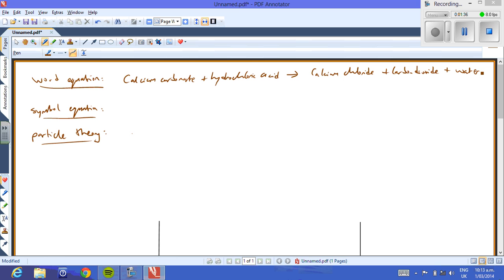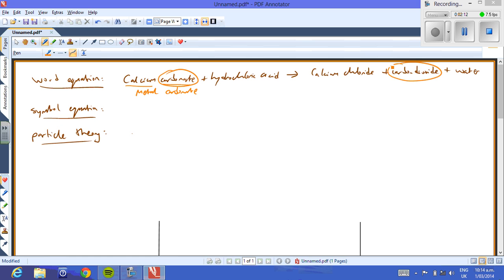Now just a little bit about that word equation. Any compound where you have a metal, which in the majority of cases is the first element, and a non-metal species, in this case because it's a carbonate, is referred to as a metal carbonate. A metal carbonate will produce a gas, and as should be intuitive enough to see, it will produce carbon dioxide gas.